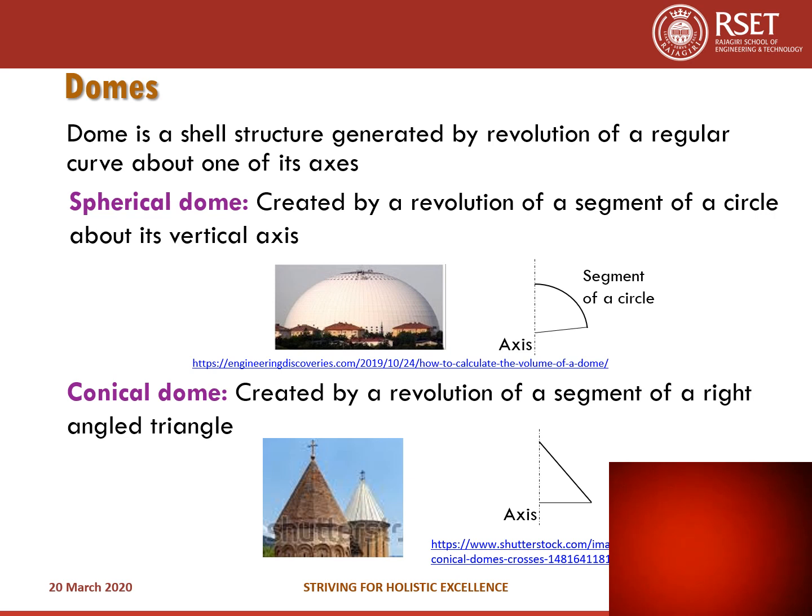This is the picture of a spherical dome. And in the case of a conical dome, it is created by a segment of a right angle triangle. If you revolve it around the vertical axis, you get a figure like this. This is the shape of a cone.